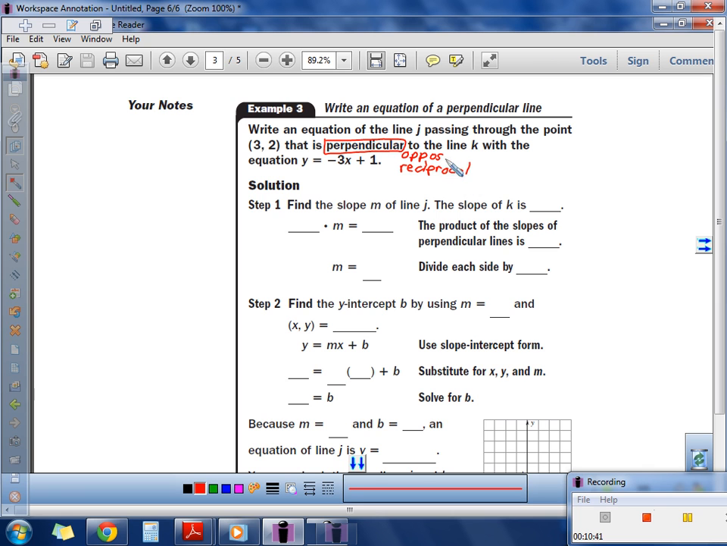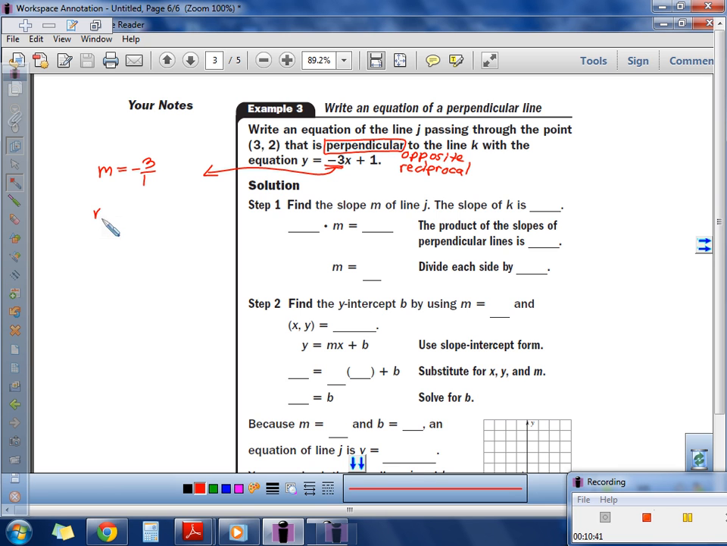So two things, opposite, reciprocal. You got to remember 2 steps to do. So you take their slope and you pull it out to the side. That's y equals negative 3 over 1. I don't want the same slope anymore. I want a new slope that's perpendicular. What do I need to do?